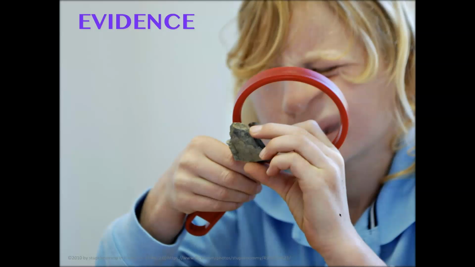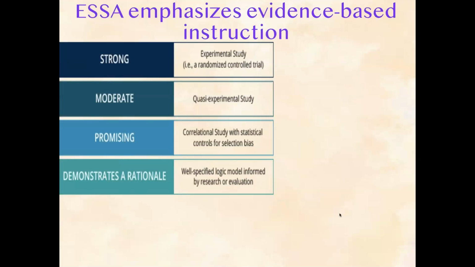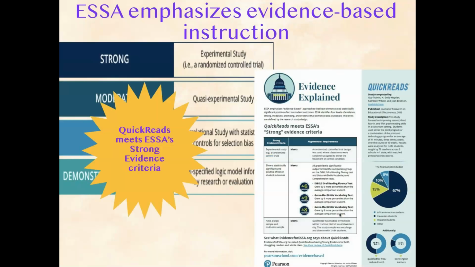Okay, I want to point out that QuickReads from the get-go has had evidence. You'll remember that ESSA evaluates products according to different levels of evidence, with a randomized controlled trial being the highest level. And that, in fact, is what QuickReads has gotten. So it passed the criterion of strong evidence.